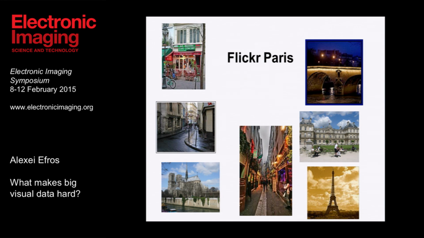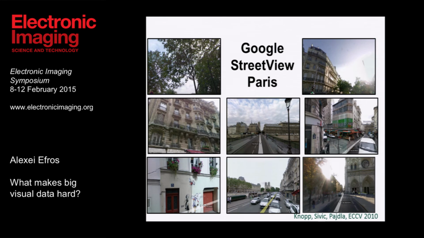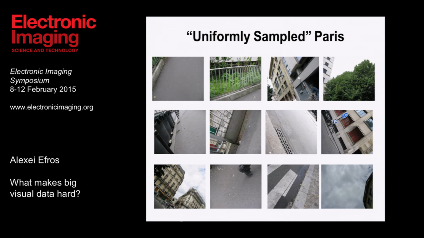And here I'll just give you some examples. Again, you can see that Paris is a kind of recurring theme here. If you go to Flickr and you type Paris, this is the type of images that you're going to get. And this is also Paris. This is Google Street View Paris. Looks very, very different. And here is me just walking on the street, right? This is also Paris. But that's basically the closest you can get to a real uniform random sampling of Paris, and it really doesn't look very Parisian, right?